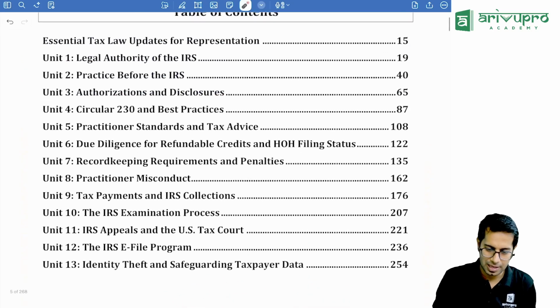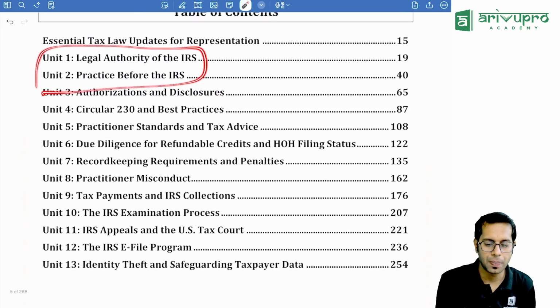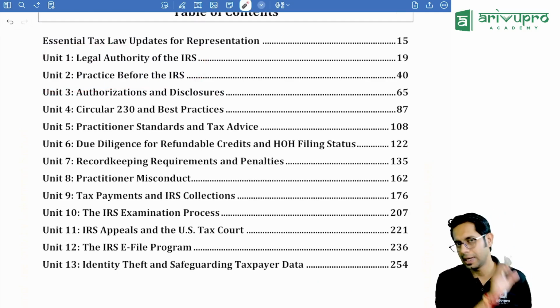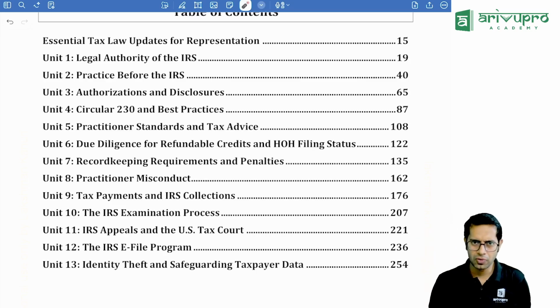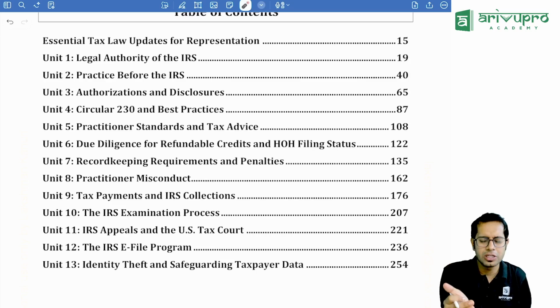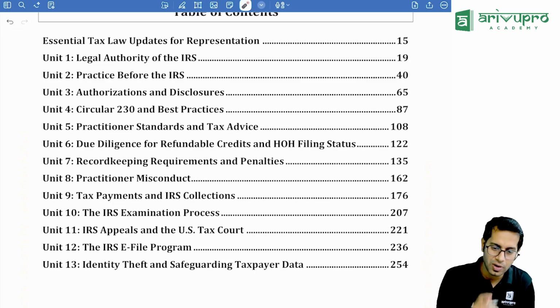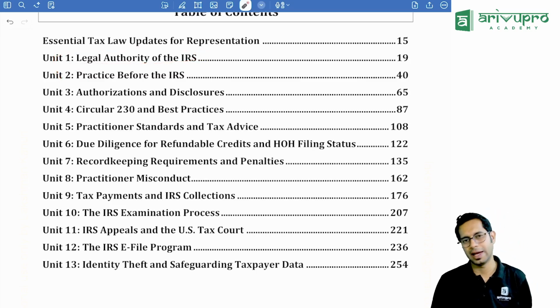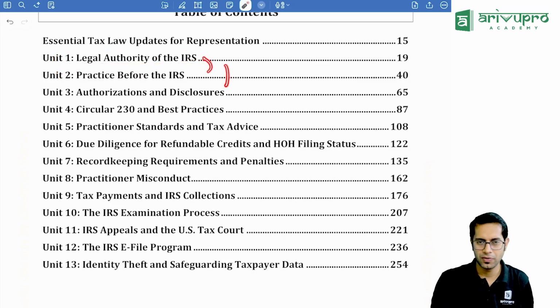What happens in GLIM is they have merged a few topics, and some topics they have not taken at all. That material is completely from the exam point of view. If you want any extra understanding about any concept, it is not there. For example, this chapter, Legal Authority of IRS, is completely skipped. It is merged with other topics, of course, but it is essentially skipped.